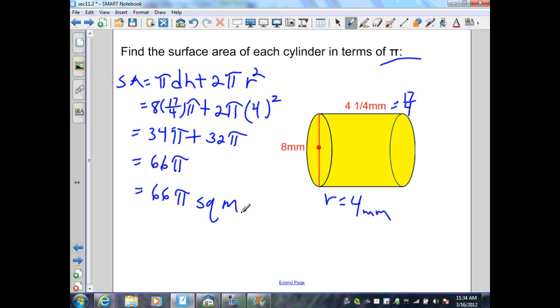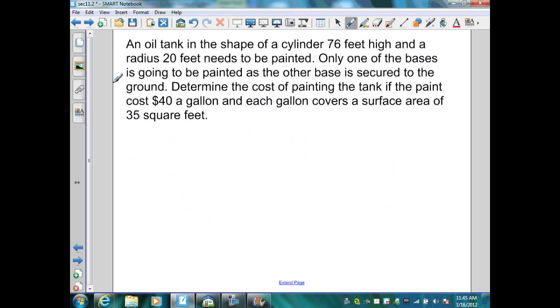On this example, I have an oil tank in the shape of a cylinder 76 feet high and a radius of 20 feet, and it needs to be painted. Only one of the bases is going to be painted, as the other base is secured to the ground. Determine the cost of painting the tank if the paint costs $40 a gallon and each gallon covers a surface area of 35 square feet.